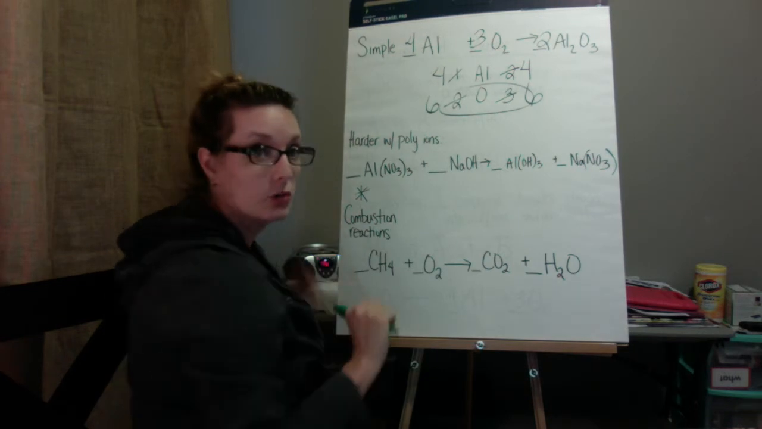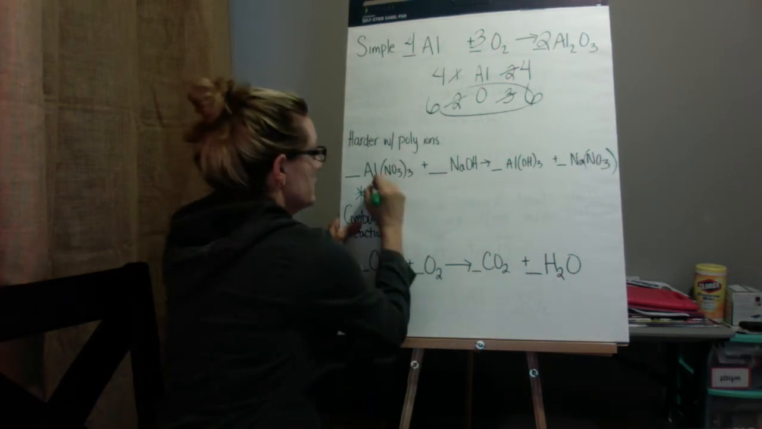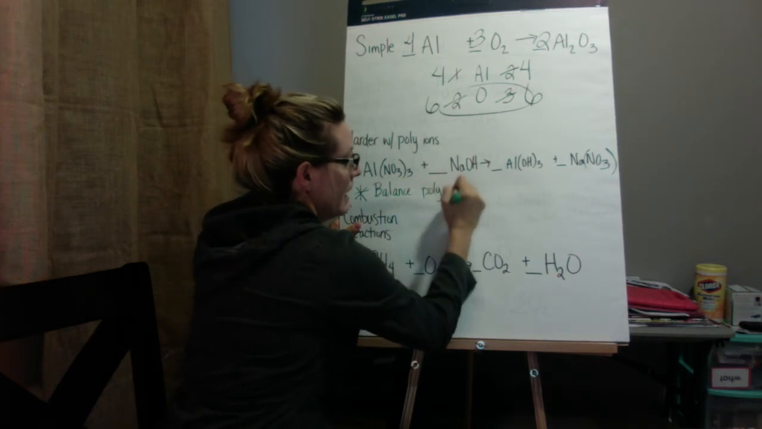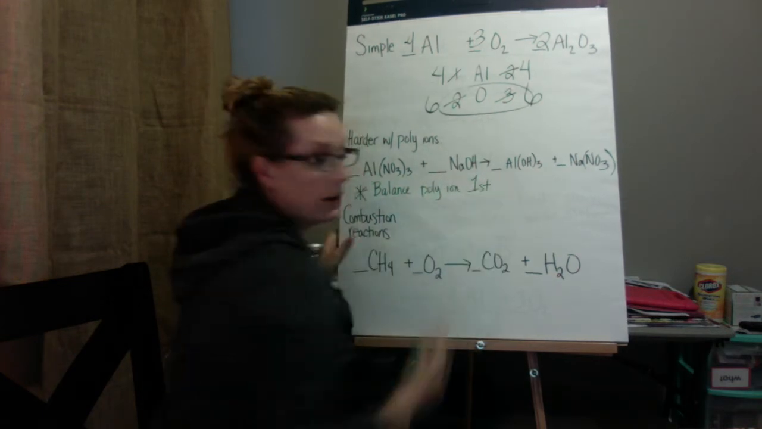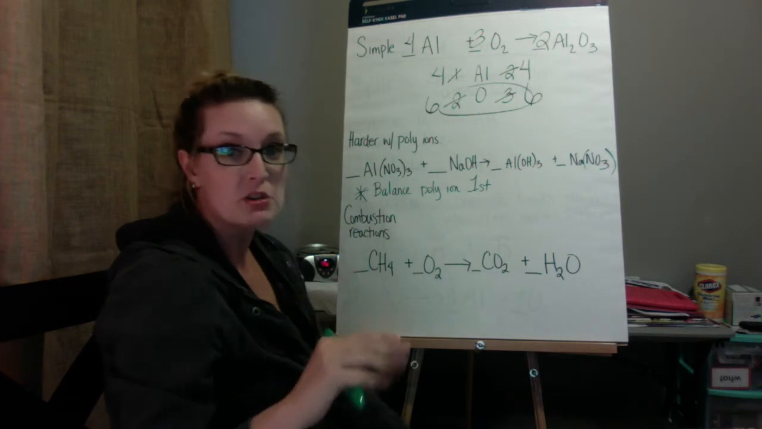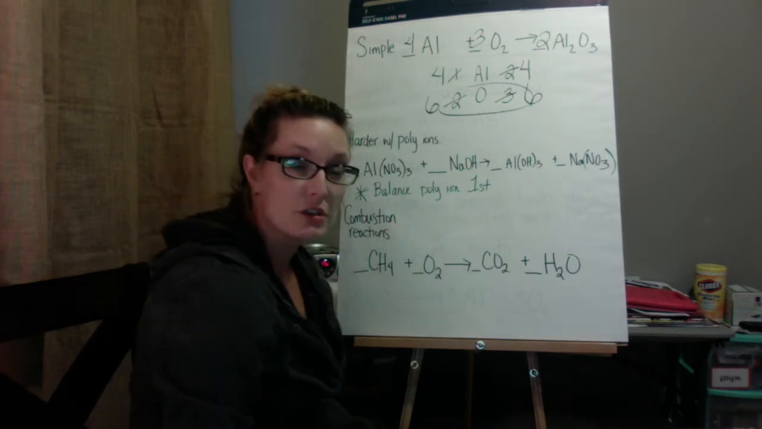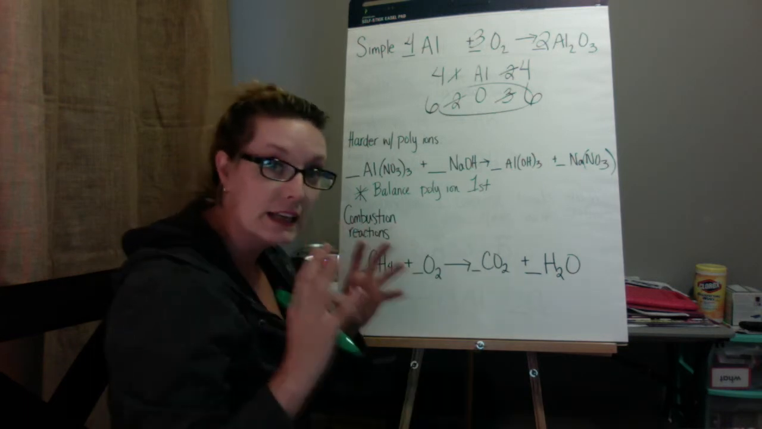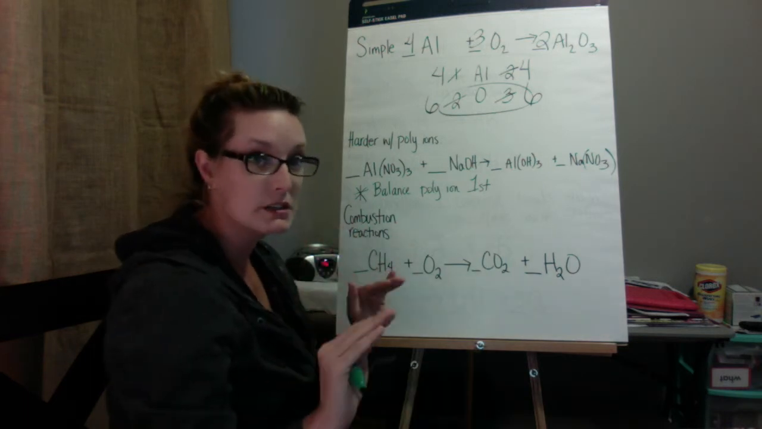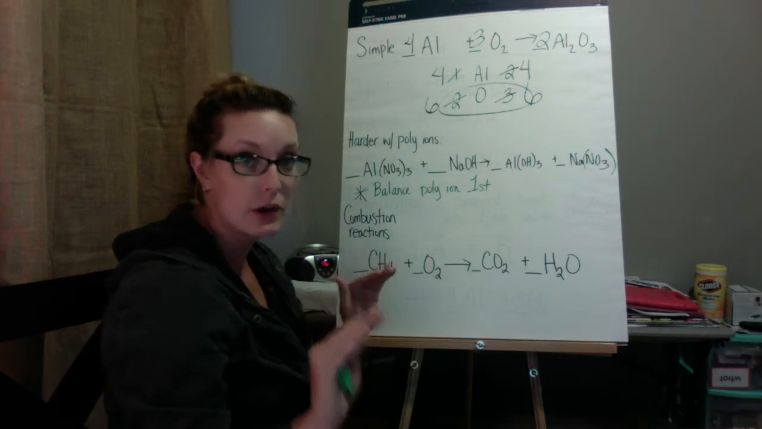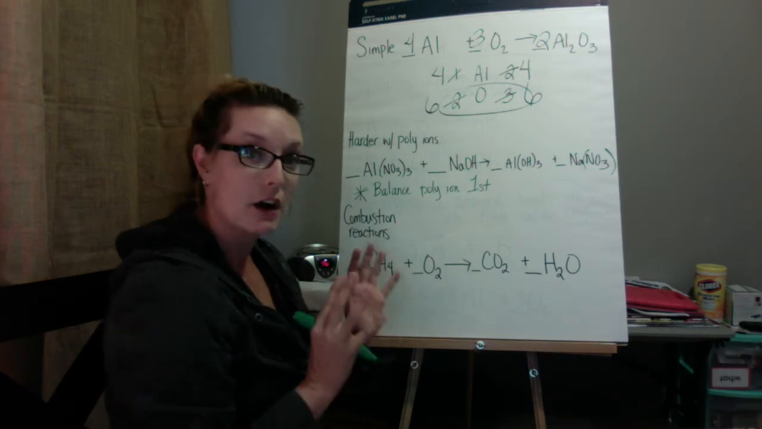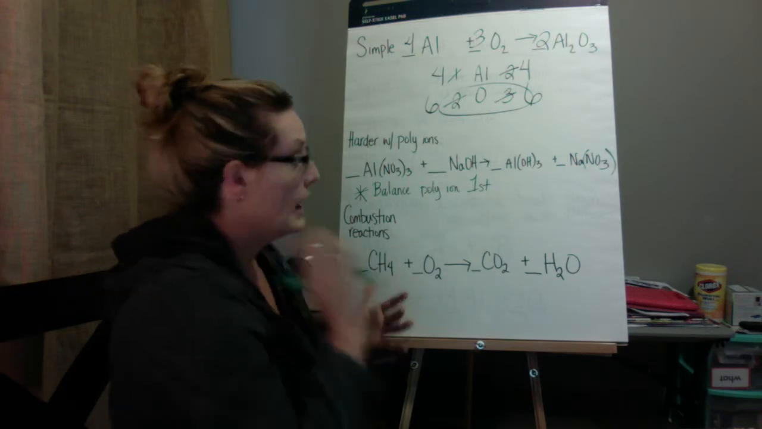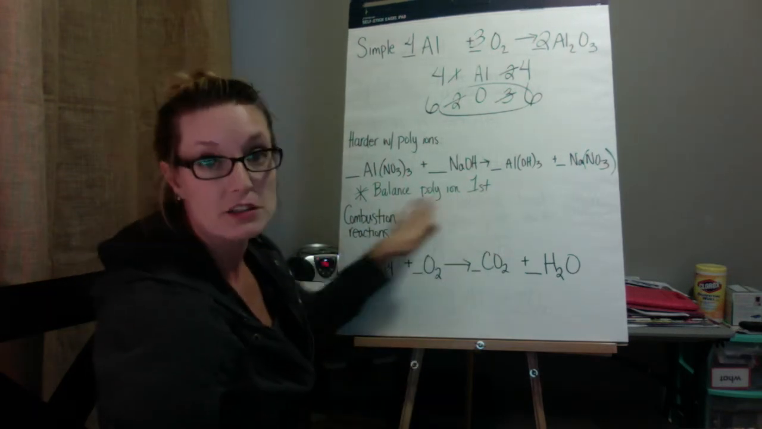But when you get ready to balance, there's a rule about equations with polyions. The number 1 rule, to make it super easy on you, is to balance the polyion first. First and foremost, you don't want to deal with oxygen, you don't want to deal with hydrogen, you don't want to deal with separate elements or individual elements. You want to balance the polyions on both sides of your arrow, and then everything just kind of falls into place and it's easier to figure out pretty quickly. So I'm going to balance all of my polyions first.